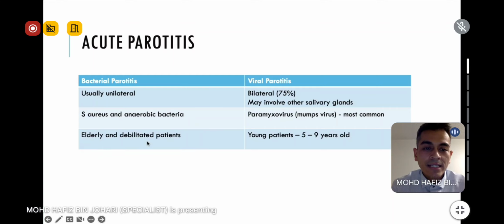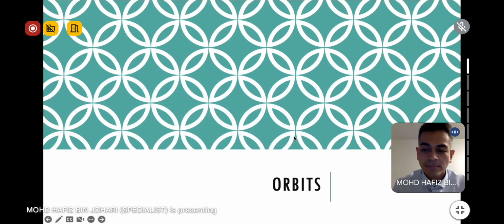Bacterial parotitis is seen in elderly and debilitated patients. Viral parotitis is seen in young patients.